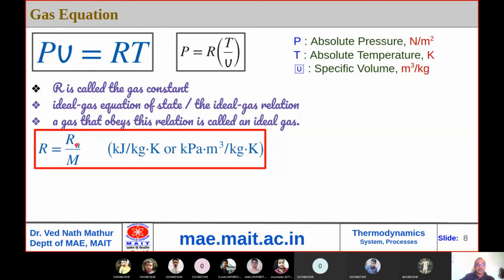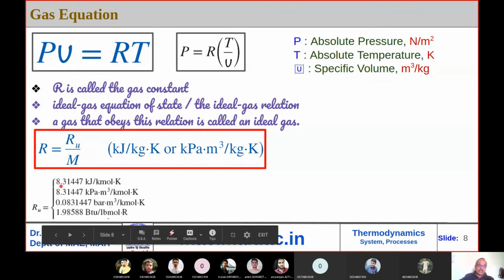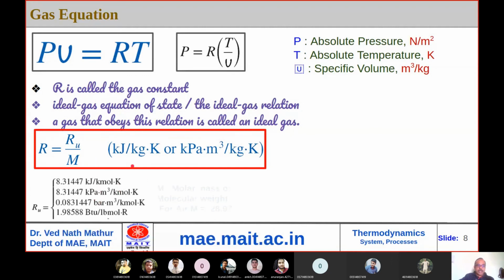Now, the R which is used in this particular equation, when the unit of V is meter cube per kg, then R on the right hand side is the universal gas constant divided by the molecular weight of that gas. This R universal has a fixed value. It is, in SI system of units, 8.3144 kilojoule per kilomole Kelvin. These are other systems of units. And this M is the molar mass or molecular weight.